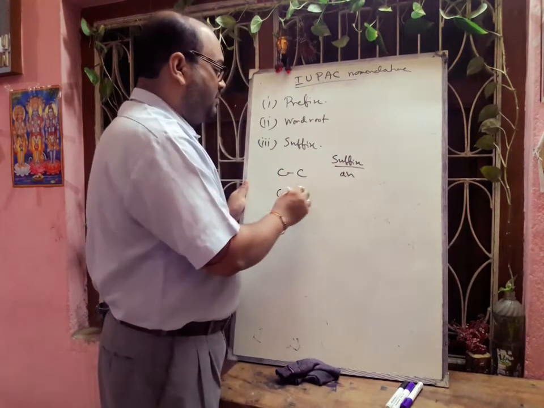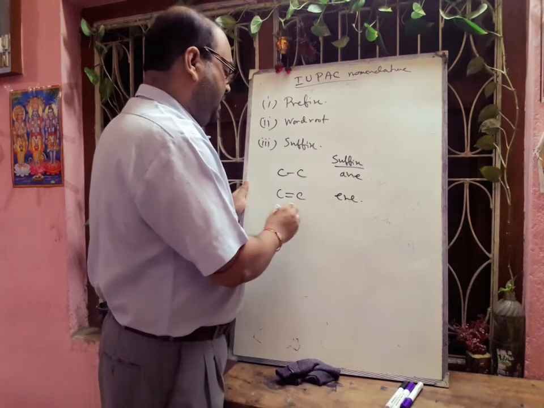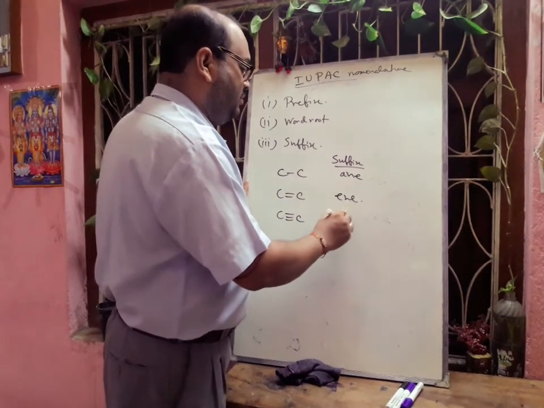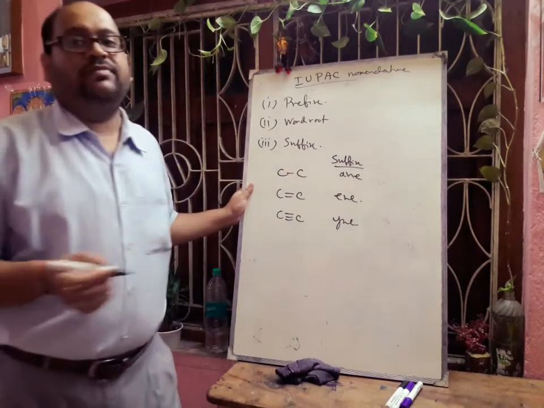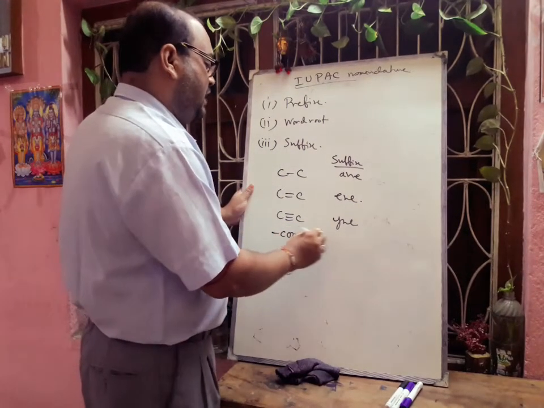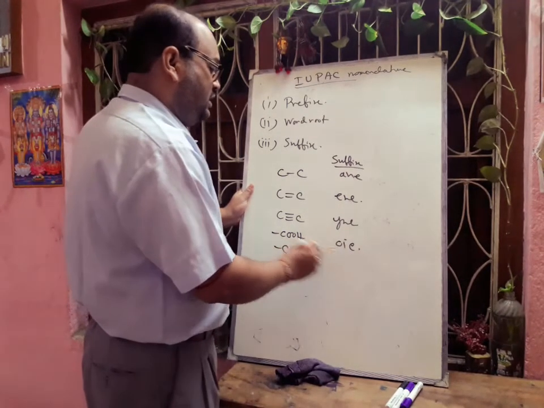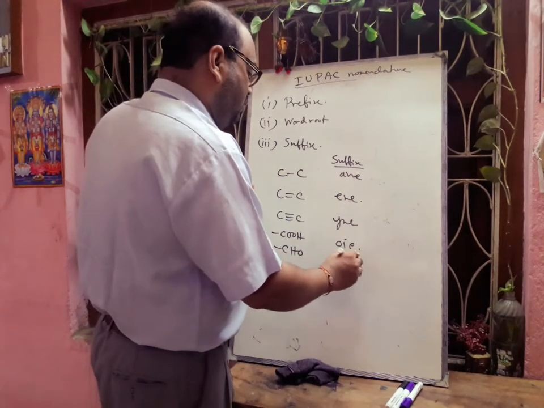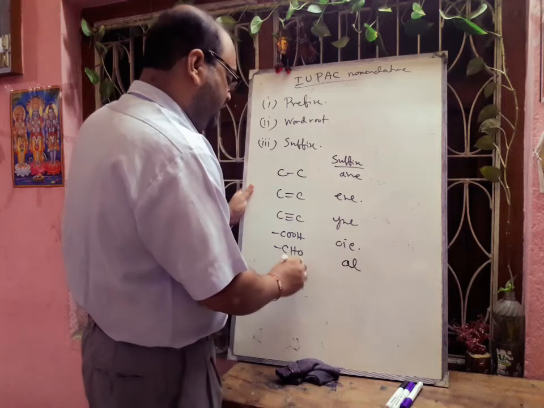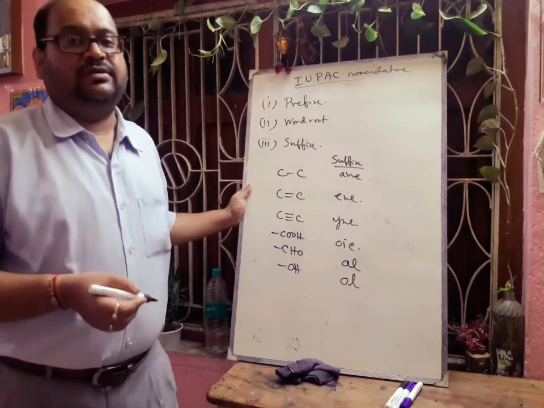If there is a carbon-carbon double bond, then we have to add -ene. If there is a carbon-carbon triple bond, then we have to add -yne. So in this way, one by one we have to do. If there is COOH, you have to remember that we add oic acid. If there is CHO, then we have to add -al. If there is OH, then -ol. So in this way you have to remember this.